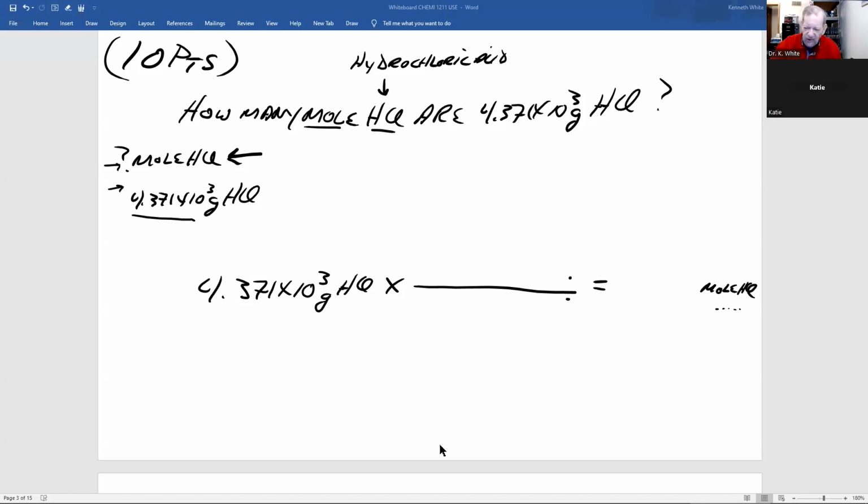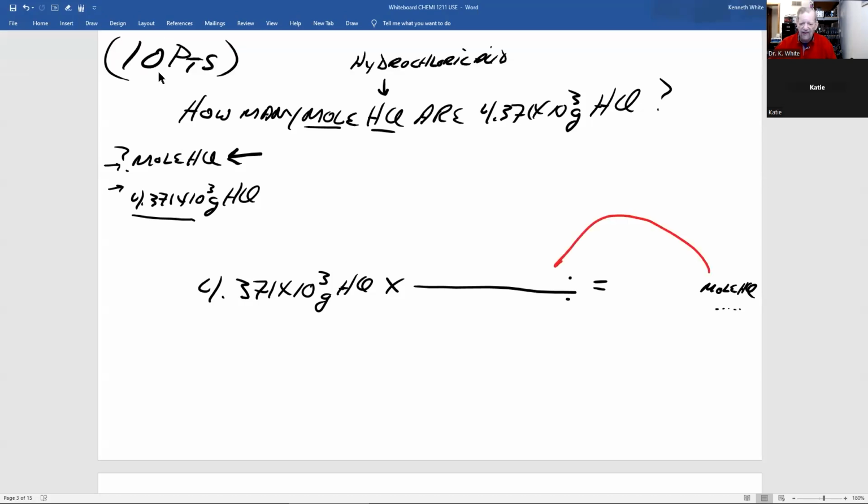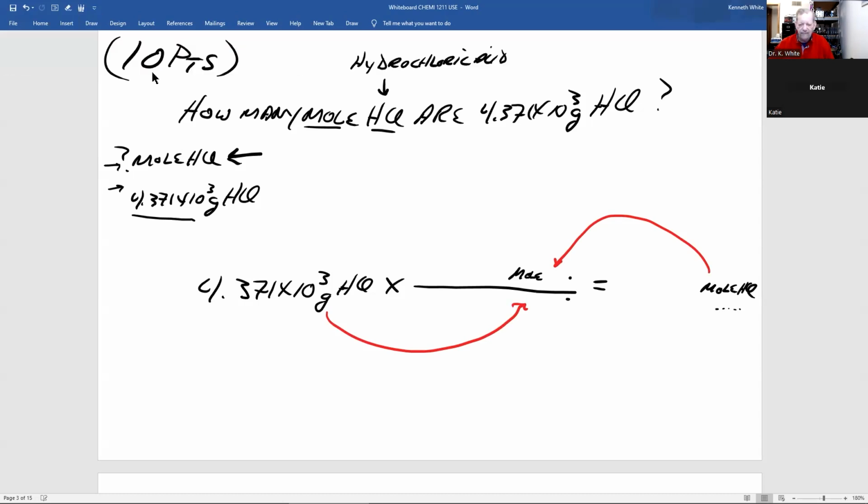Question is, what units go on top and bottom of this ratio? And you use your good buddy, your good friend, unit analysis. Whatever you're trying to get to goes on top of that ratio. Whatever you're trying to get rid of goes underneath. So I have moles of HCl on top, grams of HCl, hydrochloric acid, on the bottom. Where do I get these numbers that I put in that ratio?